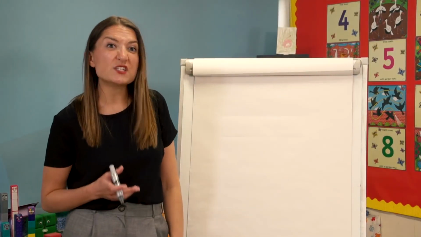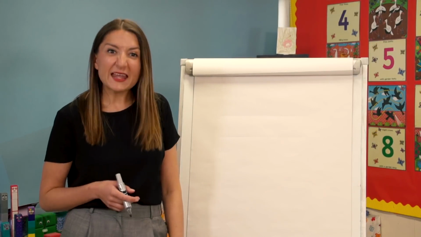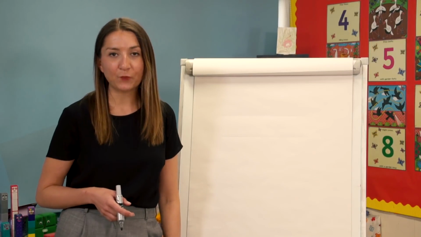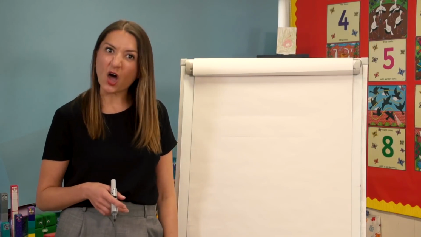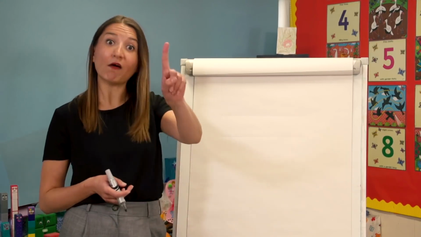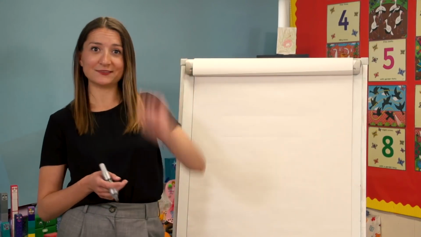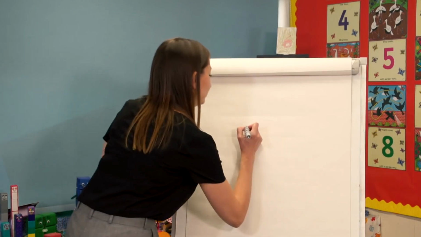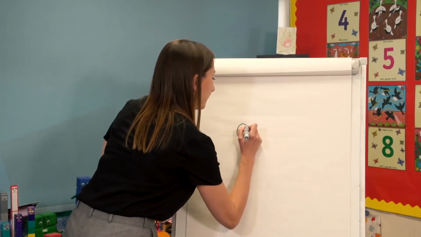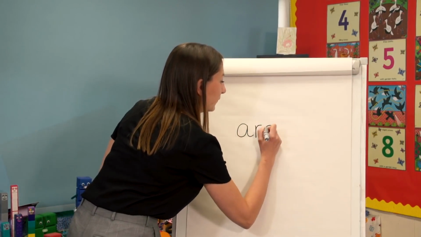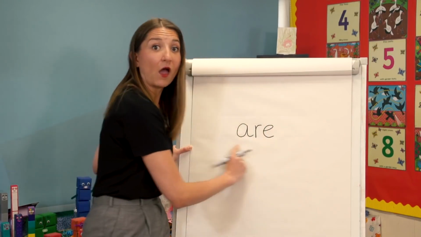We've spelled the word our before. Let's practice spelling it again. Segment the sounds with me. Our. Let's count how many sounds there are. 1 sound. Watch me write our.